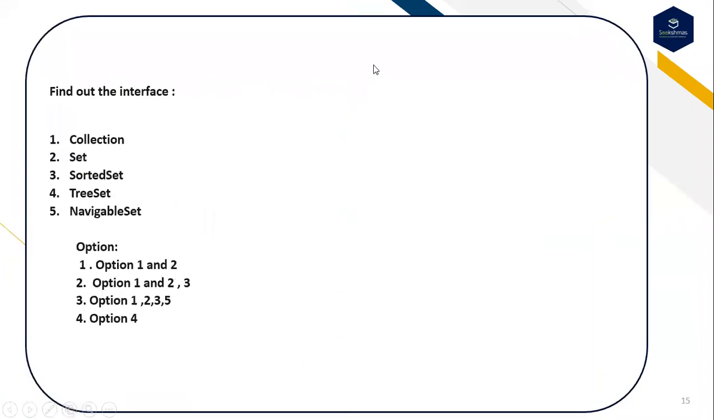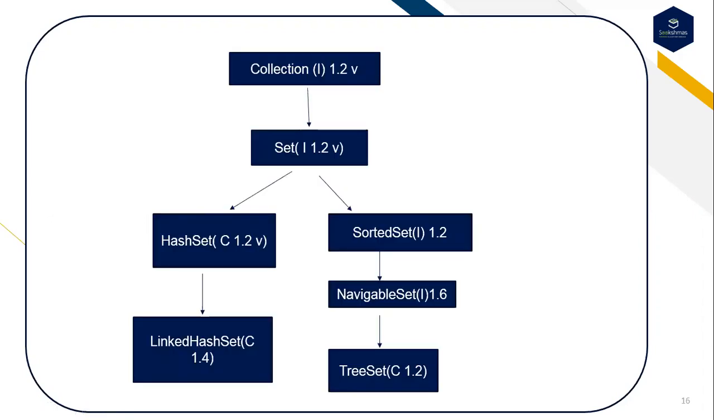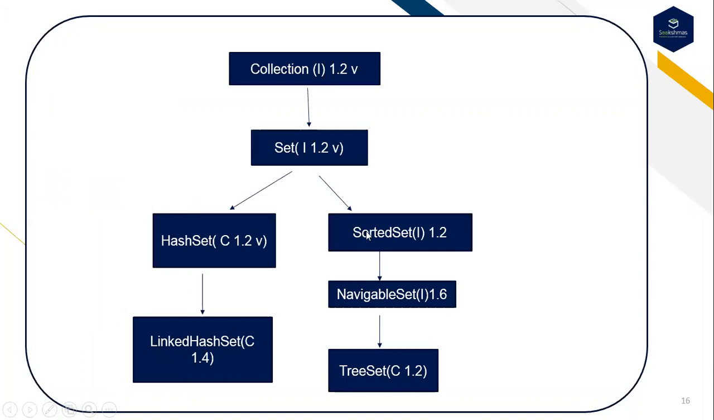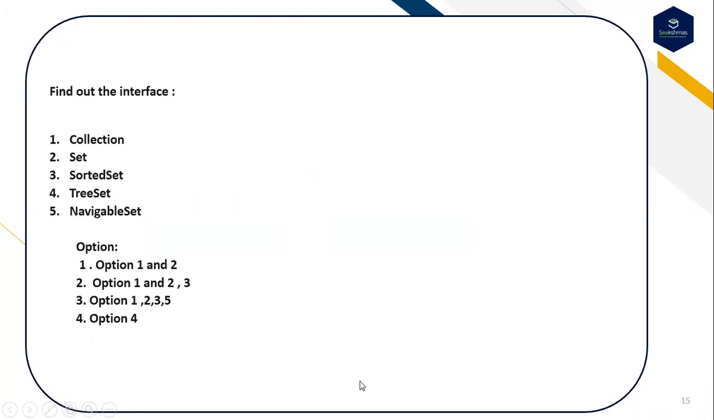We'll go for the next question, and the next question is to find out the interface. Here I'm using Collection, SortedSet, TreeSet, and NavigableSet. The options are options 1 and 2, options 1, 2 and 3, and options 1, 2, 3, 5. Another one is option 4. And here the solution: just try to observe this diagram first. Collection is an interface and Set is also an interface. SortedSet and NavigableSet are interfaces, and TreeSet is a class here.